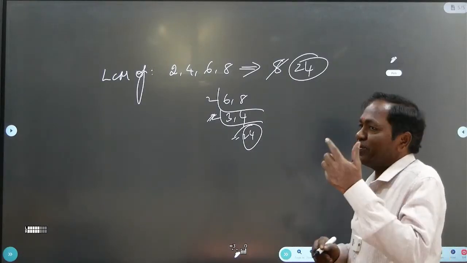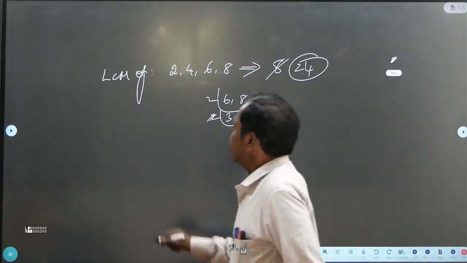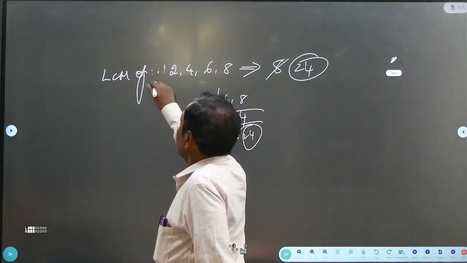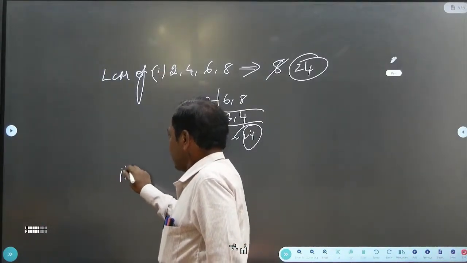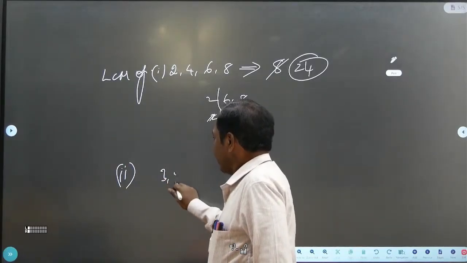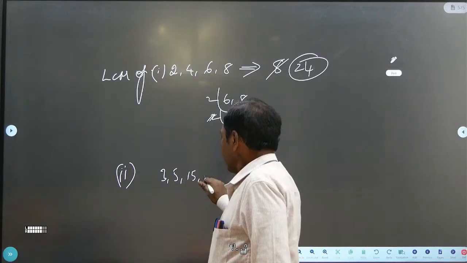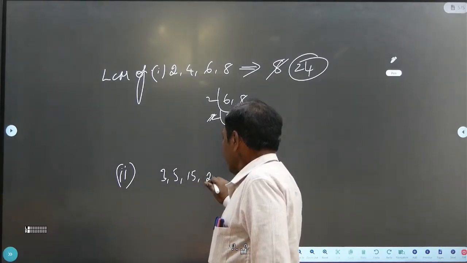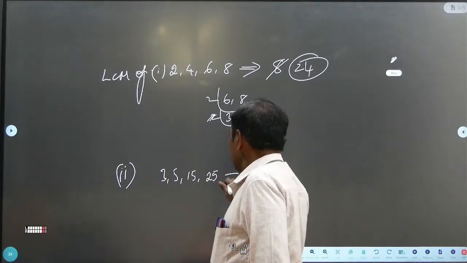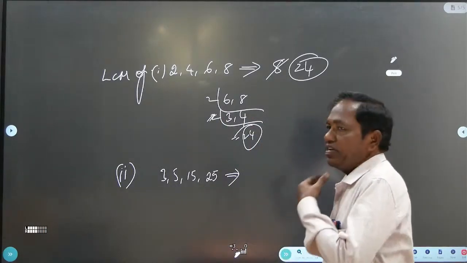Statement 1 required, statement 2 required, there it will look like that. Next you can see another example. Take 3, 5, 15 and like you can take 25. What is the LCM of these 4 numbers? 3, 5, 15 and 25.